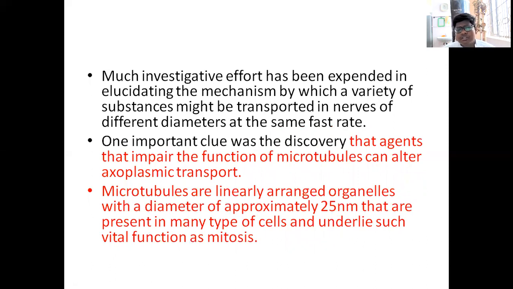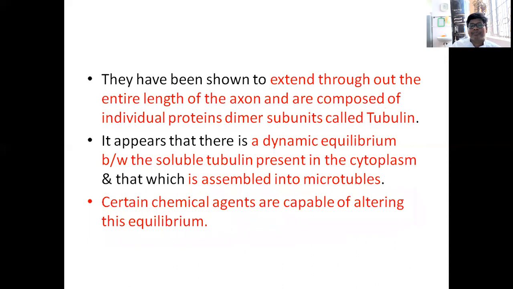Considerable effort has been expanded in elucidating the mechanism by which a variety of substances might be transported in nerves of different diameters at the same fast rate. One important clue was the discovery that agents that impair the function of microtubules can alter axoplasmic transport. Microtubules are linearly arranged organelles with a diameter of approximately 25 nanometers that are present in many types of cells and underlie such vital functions as mitosis.